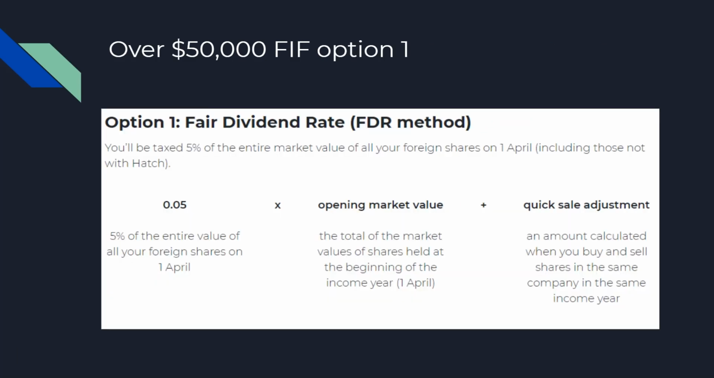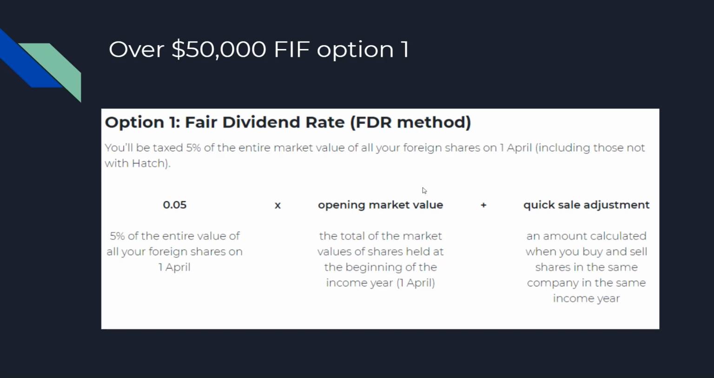If you have over $50,000 invested in your foreign investment funds, there are 2 options to calculate your taxes. So the first option is to use the fair dividend rate, the FDR method. In this situation, you'll be taxed 5% of the entire market value of all your foreign shares on the 1st of April, which is the beginning of the tax year.